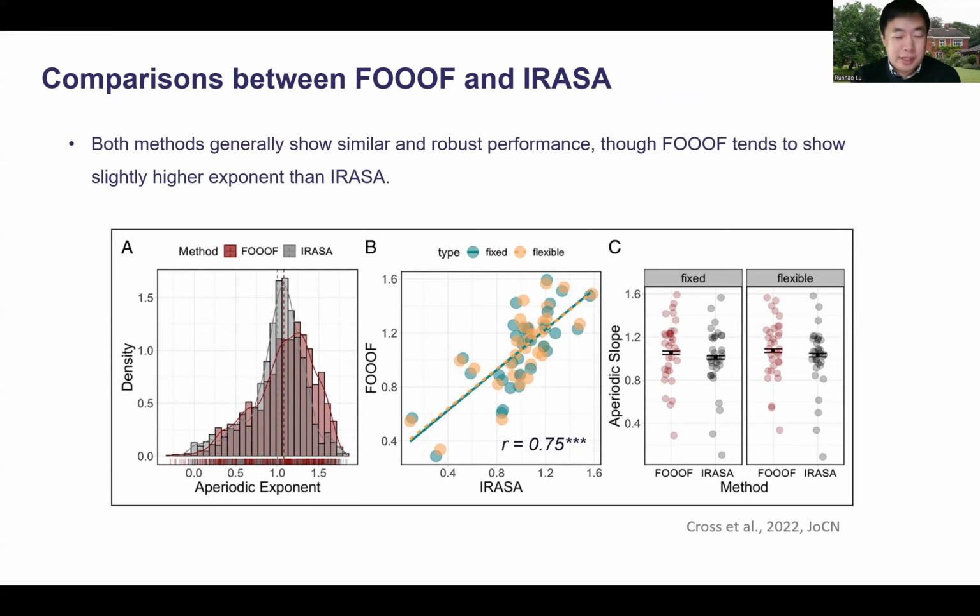This is one recent study that compared FOOF and ERASA on the estimation of the aperiodic exponent. As you can see here in the distribution, they are quite similar, although FOOF has a systematically higher exponent than ERASA. But as you can see, they share very high positive correlations. And even in different cognitive conditions, the differences are quite similar. So it tends to be a systematic difference rather than something modulated by cognition or something else. So in short, I think both methods are good to use.